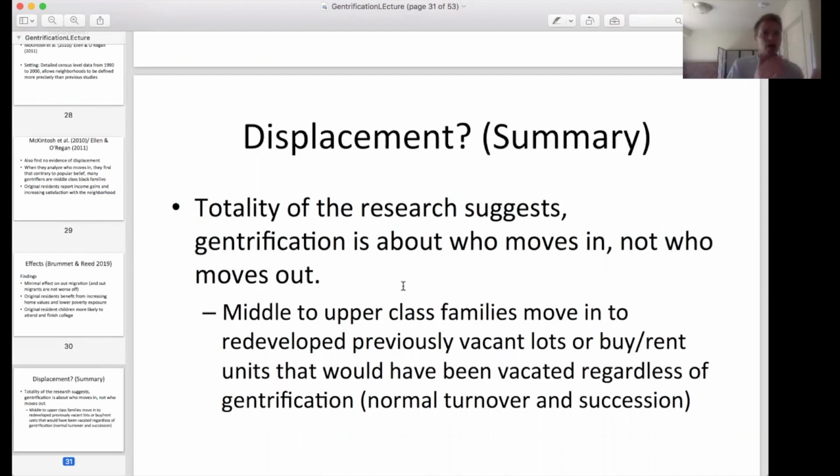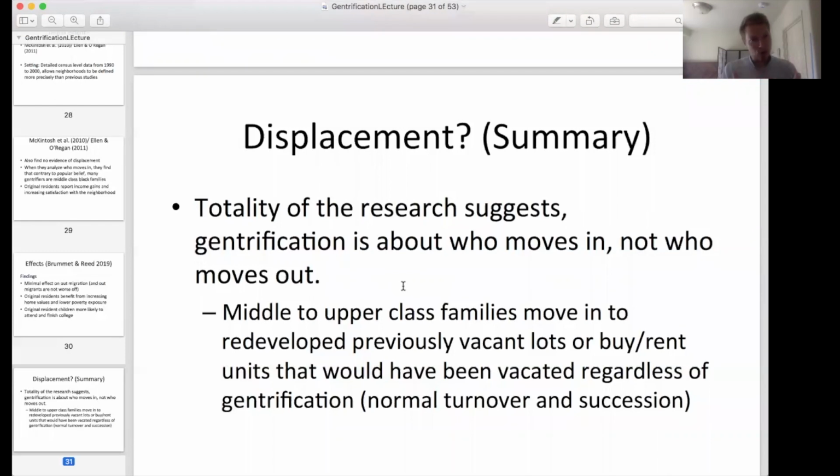Also, their incomes are going up. They have more opportunity because this neighborhood has an influx of high income individuals. So, that nice store needs to hire people. Or, they make connections with the high income people and they're able to get better jobs. So even though the rent goes up, their income goes up as well.